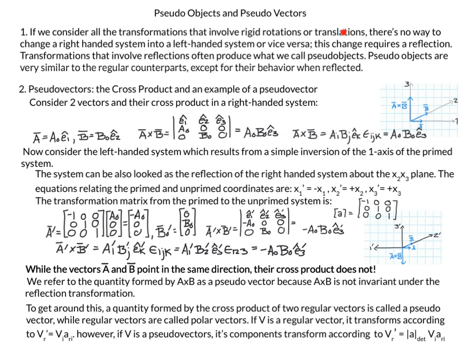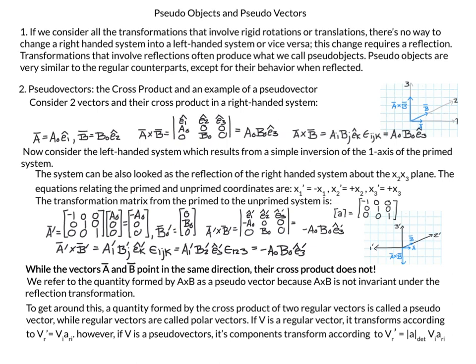Now, because we want to look at pseudo objects, we're going to look at a reflection. Another way of looking at a reflection, or an equivalent way, is to look at a left-handed system. So the left-handed system results from a simple inversion of the one axis. So this axis here, now instead of going to the right as the positive direction, we're going to have it going to the left as the positive direction. And again, this system can be looked at as a reflection of this right-handed system. It's just a reflection across the z-axis here.